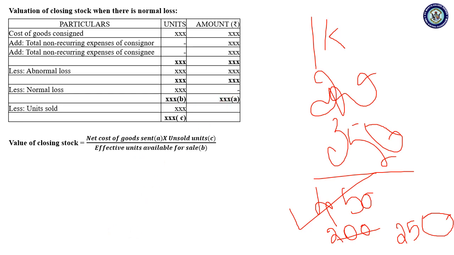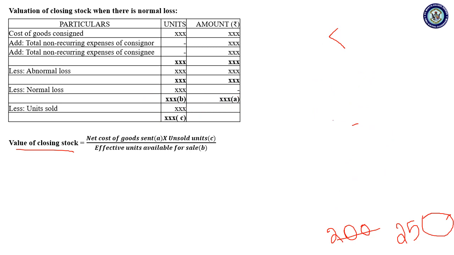When you take the units sold, you have to take only the units, no amount column. Here again no amount column, because we have to calculate the amount. Next you write the formula. The value of closing stock is equal to net cost of goods sent, that is this figure A, into unsold units, the closing stock C, divided by effective units available for sale, that is B, before deducting units sold.